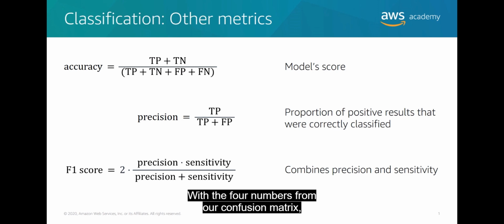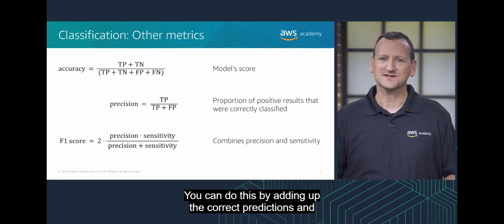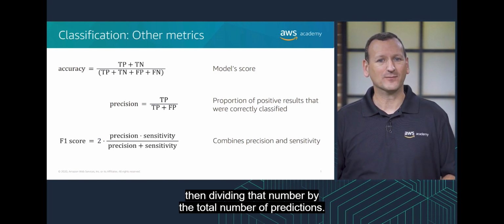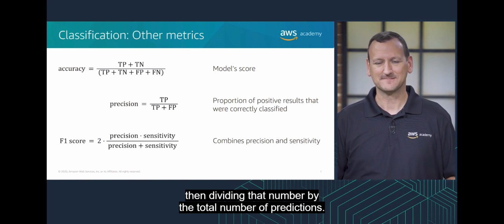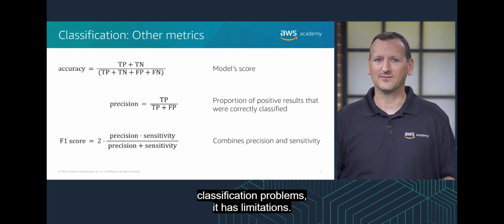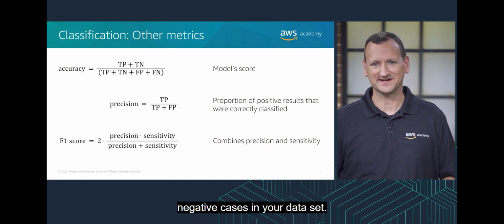With the 4 numbers from our confusion matrix, you can calculate the model's accuracy. This is also known as its score. You can do this by adding up the correct predictions and then dividing that number by the total number of predictions. Though accuracy is a widely used metric for classification problems, it has limitations. This metric isn't as effective when there are a lot of true negative cases in your data set.